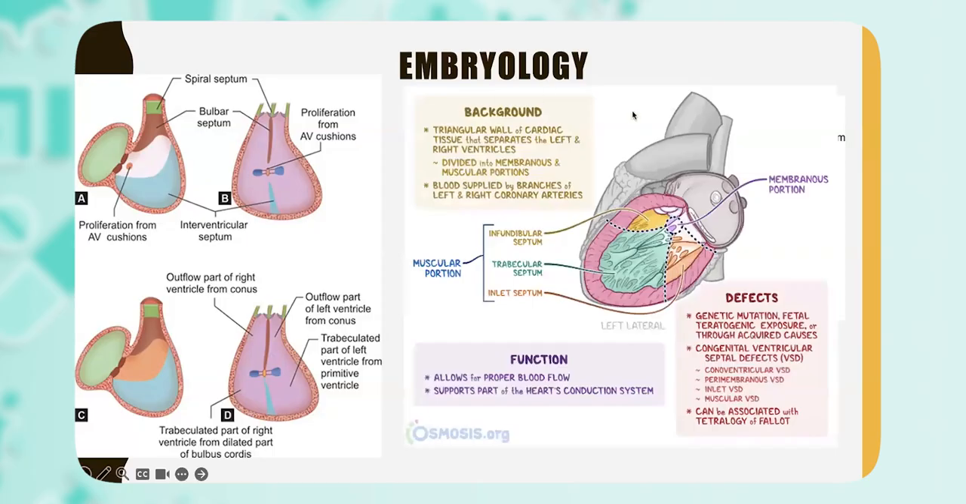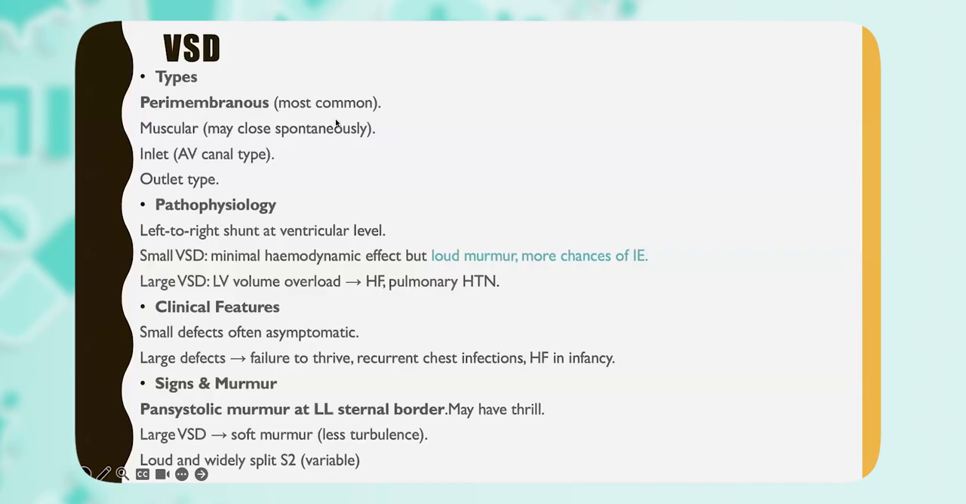So this picture I put here to show you that the muscular portion of the septum can be further divided into three parts: the infundibular septum, the trabecular septum, and the inlet septum. Inlet is the inlet of the right ventricle, trabecular is the main apical part, and the infundibular septum is the outlet portion. So any VSD here will be an outlet VSD, this an inlet VSD, this a muscular VSD, and any VSD here will be a perimembranous VSD. VSD types we already discussed: perimembranous, muscular, inlet or AV canal type, and outlet type.